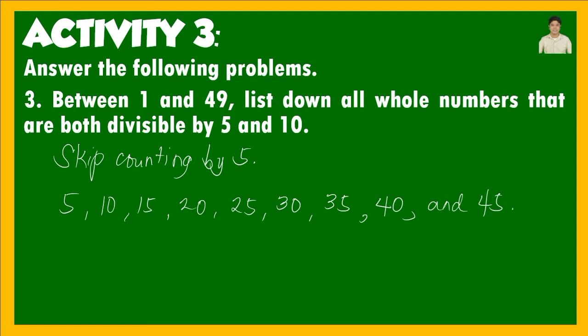So, ayan. Na-list down na natin yung mga whole numbers na divisible by 5 and 10. So, kung tinanong ka ng teacher mo, ilan yung mga numero na yan, just simply count them. So, we have 1, 2, 3, 4, 5, 6, 7, 8, 9. So, there are 9 numbers between 1 and 49 that are both divisible by 5 and 10. So, skip counting by 5, yung pinaka-method natin dyan. So, kung divisible by 2 naman, skip counting by 2. Kung divisible by 10, skip counting by 10. So, I hope naging clear tayo sa ating problem number 3.